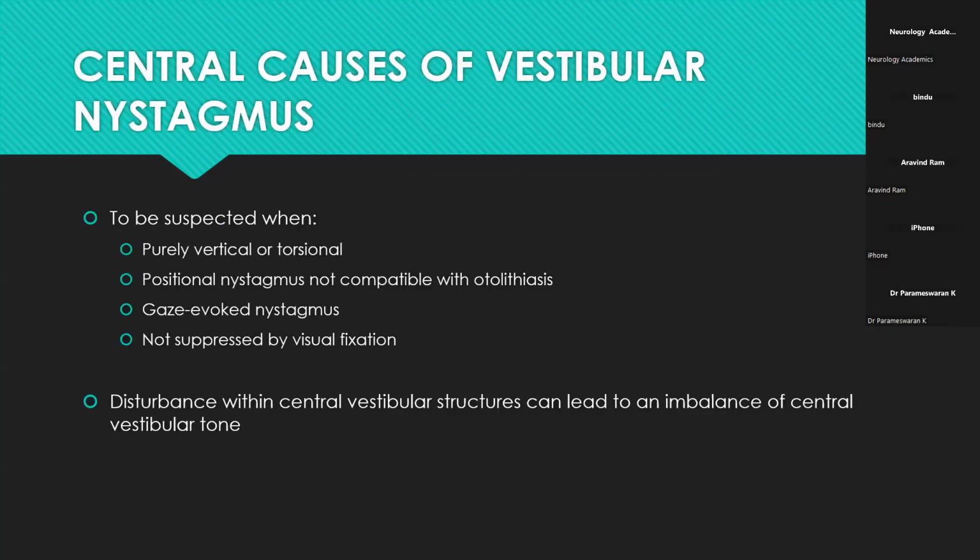Coming to central causes of vestibular nystagmus, when do we suspect central causes? When the nystagmus is purely vertical or torsional, or when the positional nystagmus is not compatible with that of otolithiasis, as we had seen before, there is a gaze-evoked nystagmus, or there is no suppression with visual fixation. A disturbance within central vestibular structures can lead to an imbalance of central vestibular tone, and that will cause a central vestibular nystagmus.